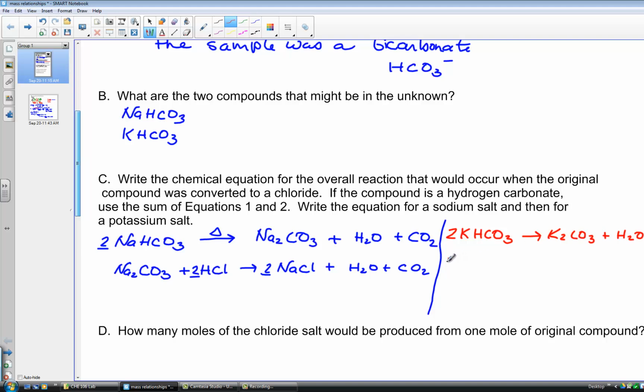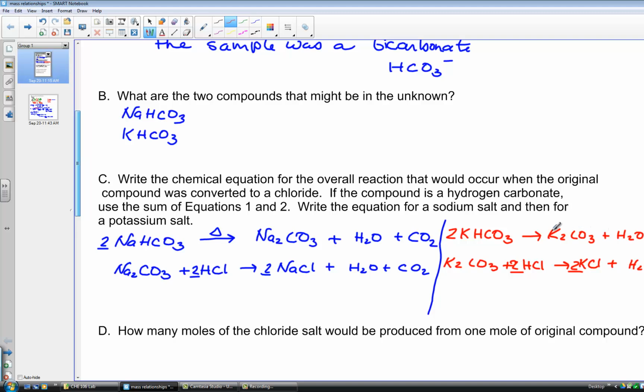This dried salt of potassium carbonate, upon the addition of acid — oops, I'm sorry, let me erase. I have to add the acid. My bad. 25 to 30 drops to a cooled sample. Out comes potassium chloride and water and CO2. And we'll keep it balanced with a 2 and a 2.